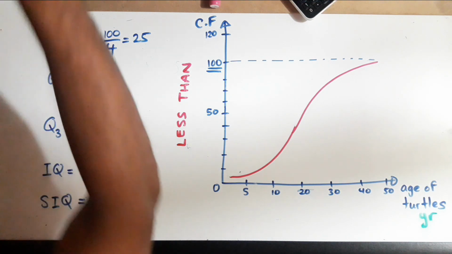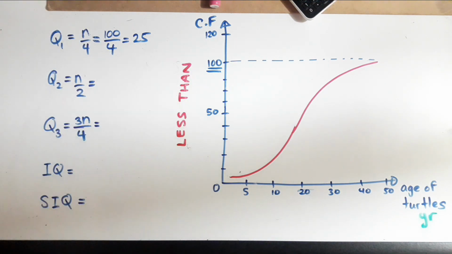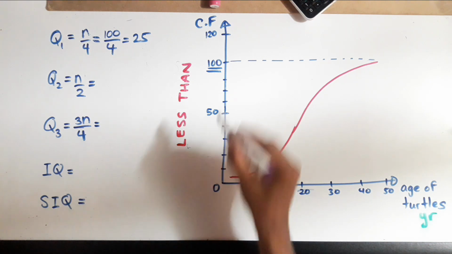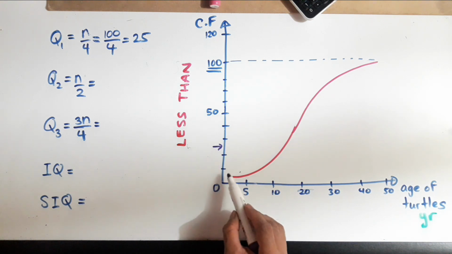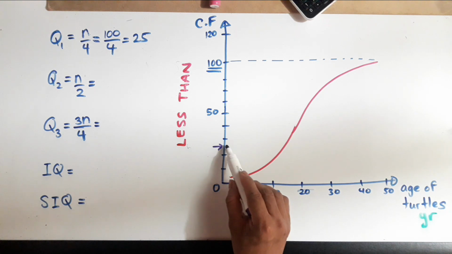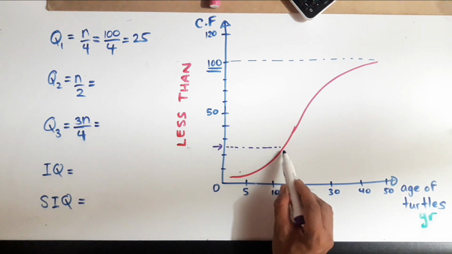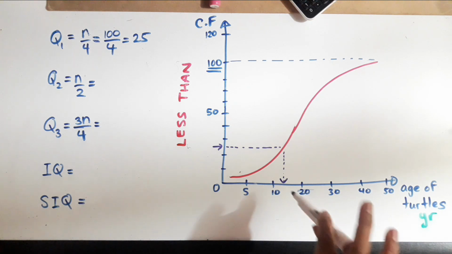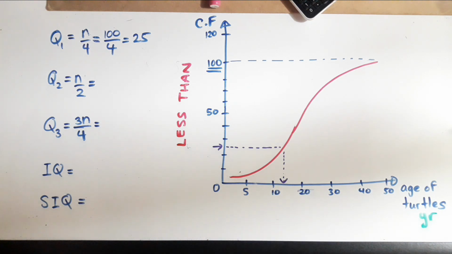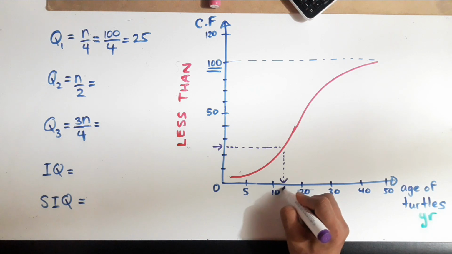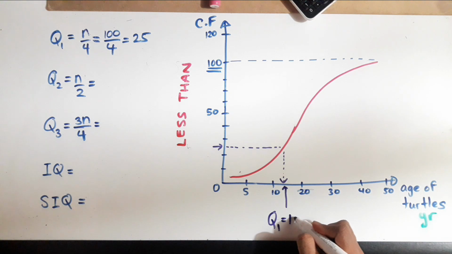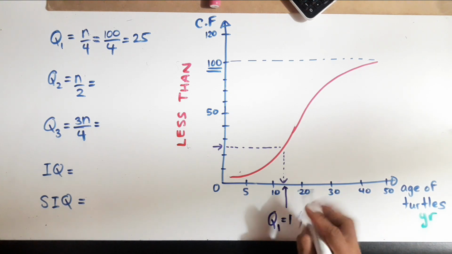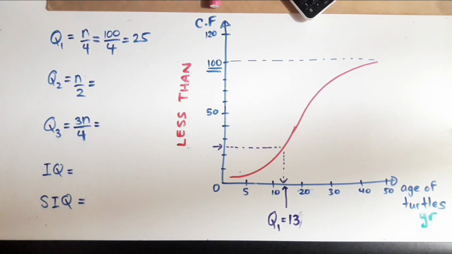Now here's the thing. A lot of students will think that 25 is the answer for Q1. No. To get Q1, you have to look for 25. So 25 will be somewhere around here, right? 10, 20, 30, so 35. You go straight across, let it hit the graph and let it fall down. And the number it falls on is Q1. So that means, I'm going to write it here. Q1 is, I'm just going to approximate it here. Let's call it 12. Let's call it 13, right? I don't have an accurate graph here.